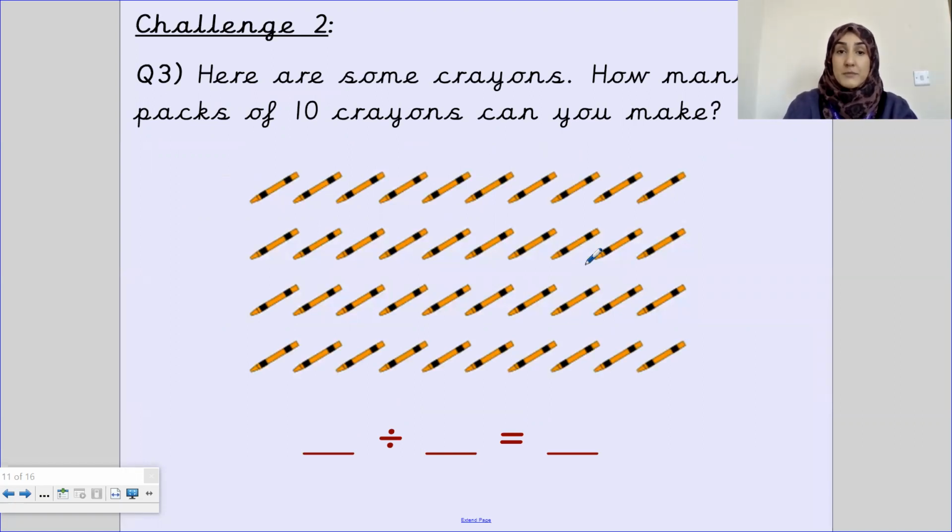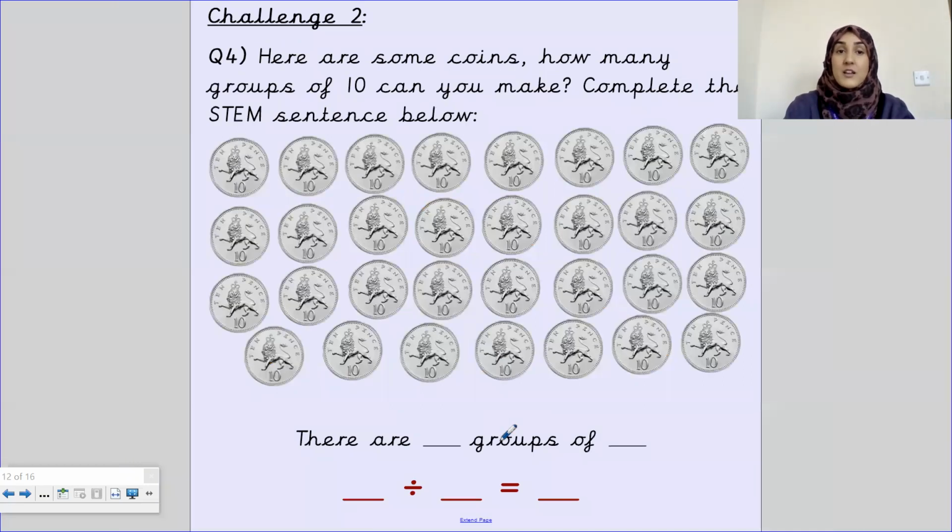So challenge number 2, question 3 is the exact same question as question number 1, but there are more rows of crayons. So complete the question here, along with how many packs you can make and the division sentence. Okay, number 4. Here are some coins, so the total amount is not given. How many groups of 10 can you make? Complete the stem sentence below.